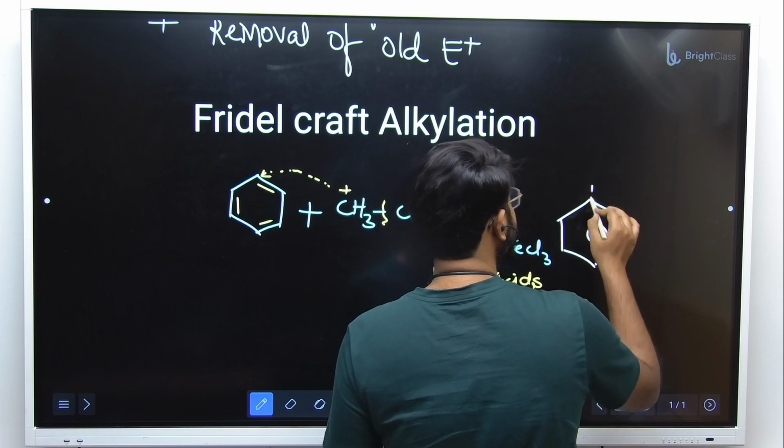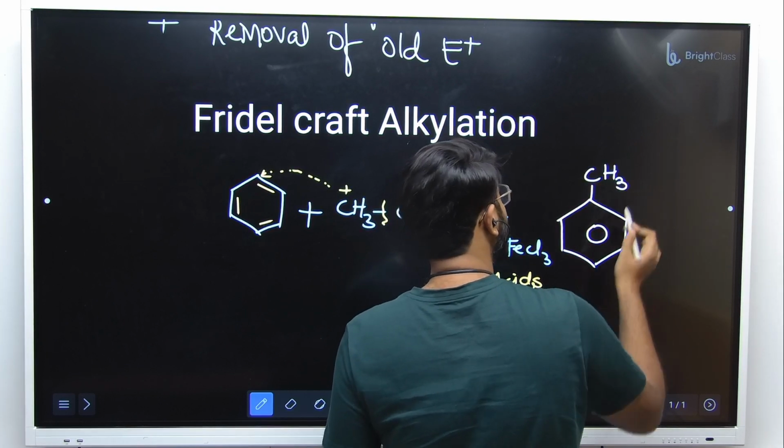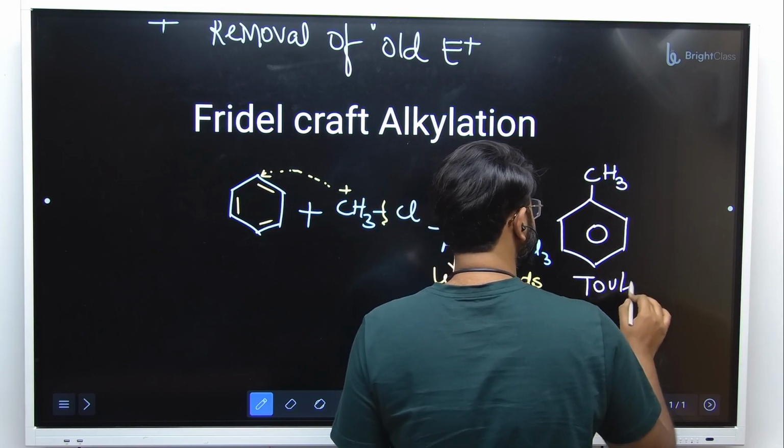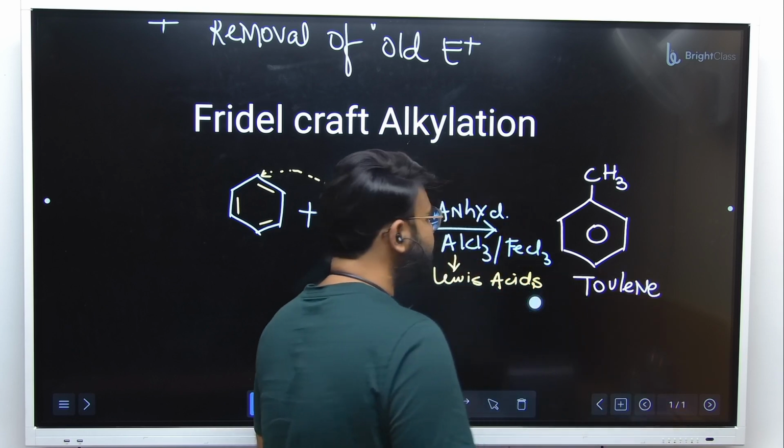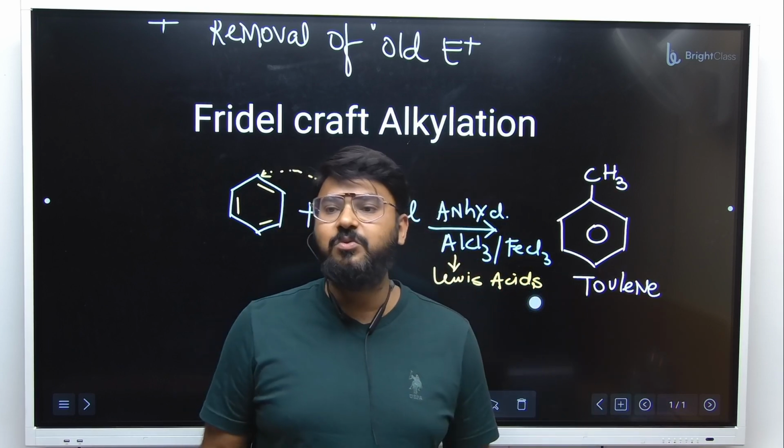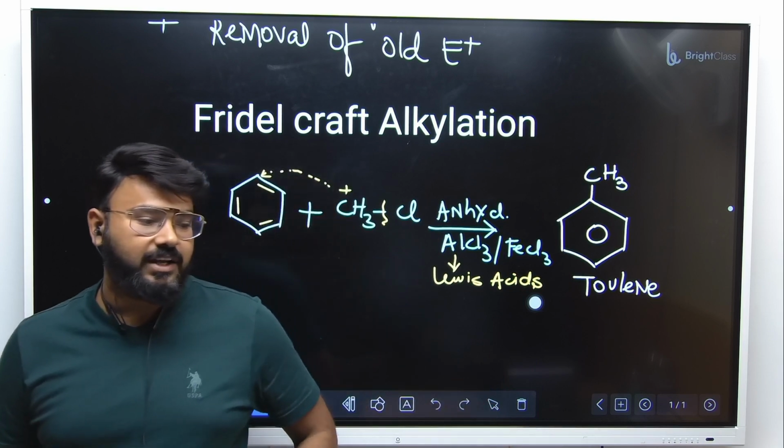So my dear students, this compound is called toluene. So it is a conversion method which gives you toluene. Everyone take a note of it.